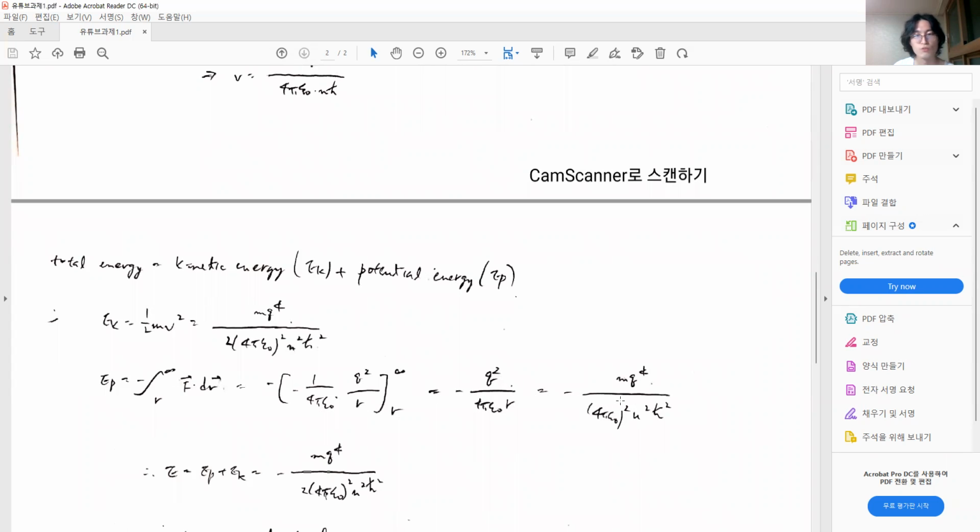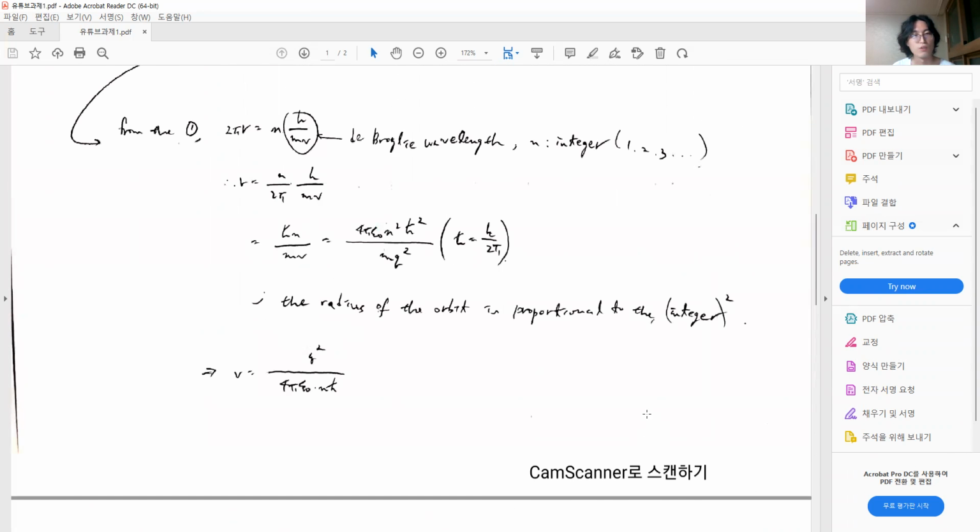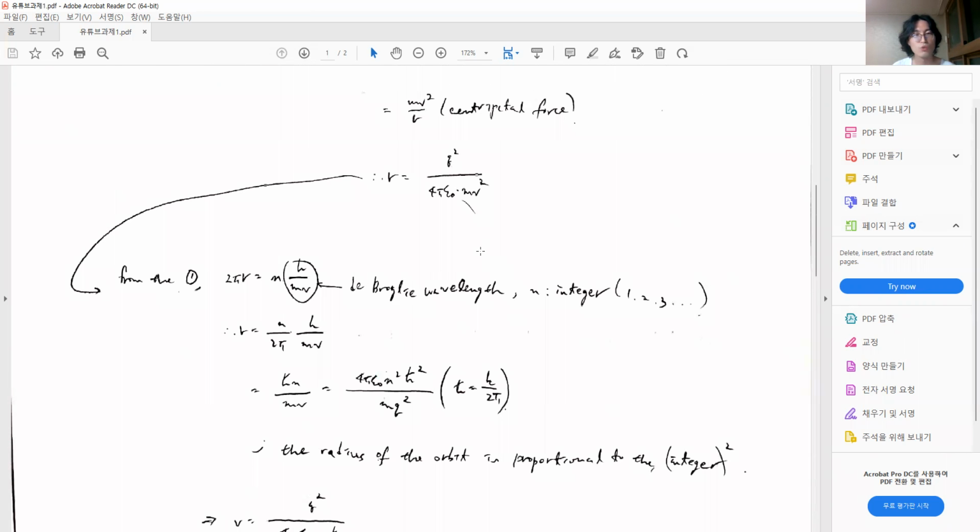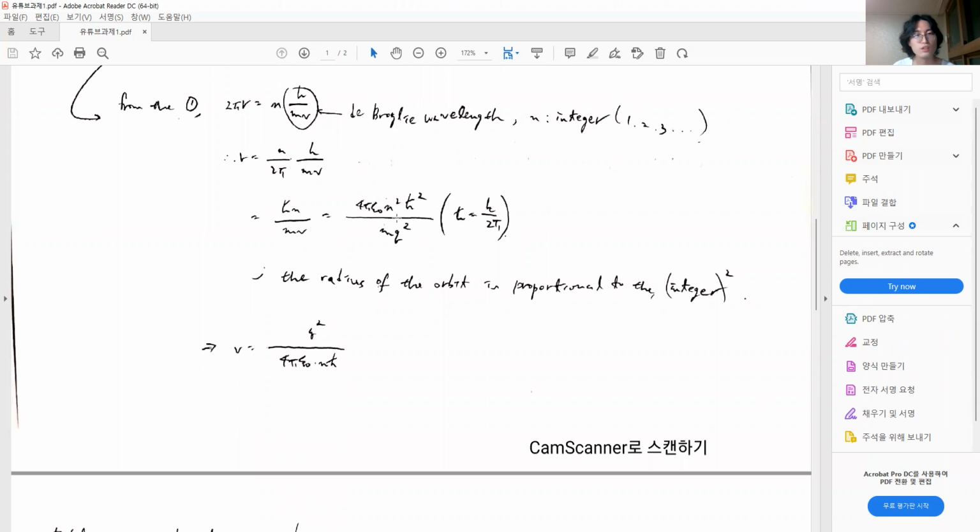and this can be re-expressed as minus mq to the fourth over 4 pi epsilon 0 square multiplied by n square h bar square, because we know the expression of r for the integer n.